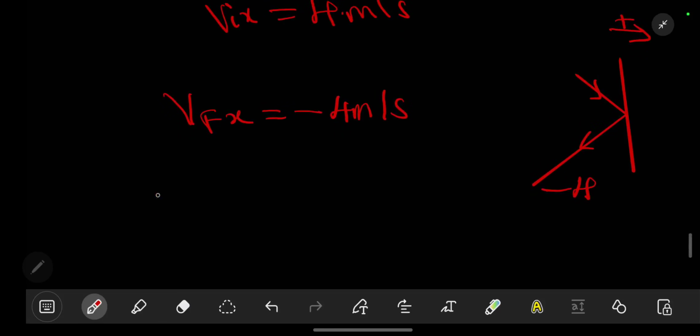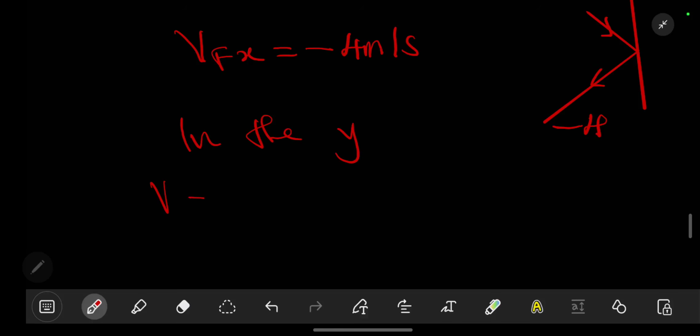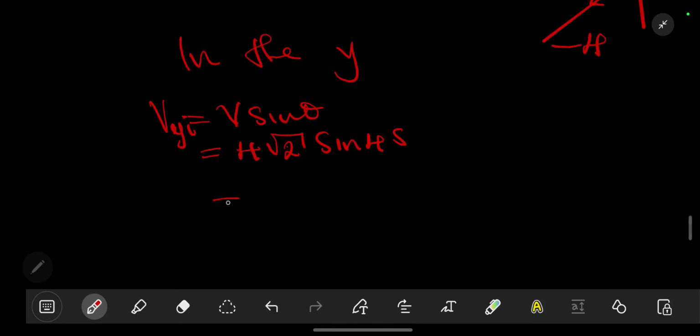Then in the y, the velocity will be equal to v sine of theta. So v y initial will be equal to, it was projected at 4 root 2 sine of 45. When you press this, the sine of 45 and the cos of 45 are the same. So therefore the initial velocity will be the same, which will just be 4 meters per second.